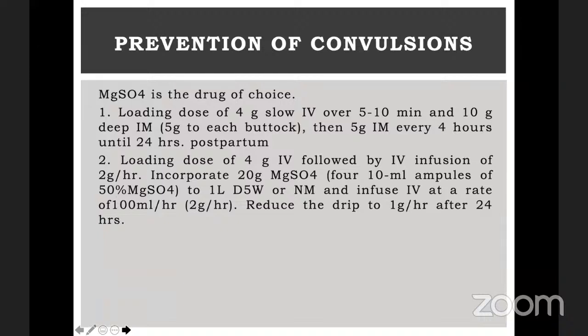For prevention of convulsions, MgSO4 is the drug of choice. Loading dose of 4 grams slow IV over 5 to 10 minutes and 10 grams deep IM, 5 grams to each buttock, then 5 grams IM every 4 hours until 24 hours postpartum. Or loading dose of 4 grams IV followed by IV infusion of 2 grams per hour. Incorporate 20 grams MgSO4, 4 10 ml ampules of 50% MgSO4, to 1 liter of D5W or NM and infuse IV at a rate of 100 ml per hour. That is 2 grams per hour. Reduce the drip to 1 gram per hour after 24 hours.